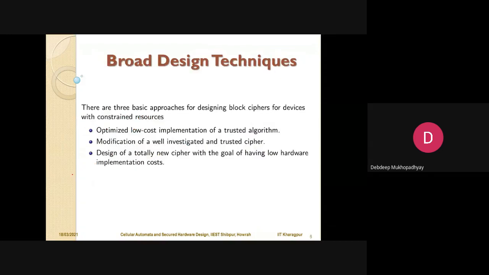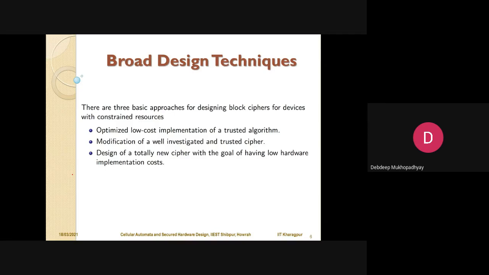So the broad design techniques, right? Essentially, as I understand, there are three basic approaches for designing ciphers for constrained devices. The first one is when you're developing, say, an optimized low-cost implementation of a trusted algorithm. So you take a trusted algorithm and you try to adapt it to suit a specific platform. So you basically optimize it for the purpose.